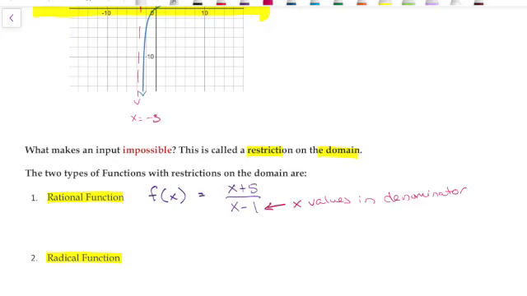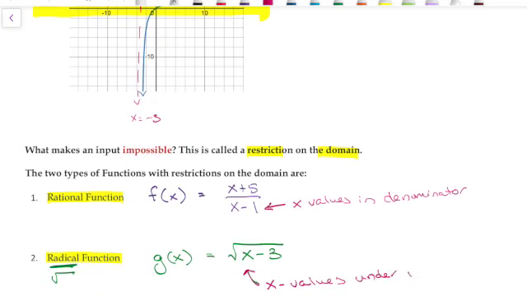Okay, there might be more than one, but usually you'll just see one in this class. All right, the next one, a radical function, has a radical in it, which is something like that, a root. So let's just say this one might be g of x equals the square root of x minus 3. In this case, the x value is under the radical sign.